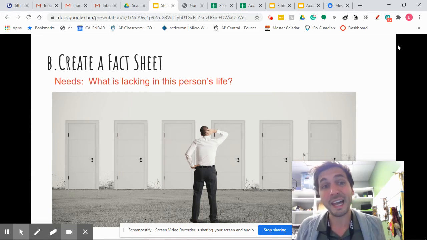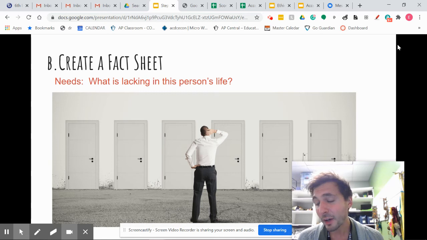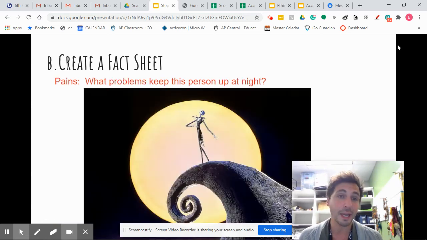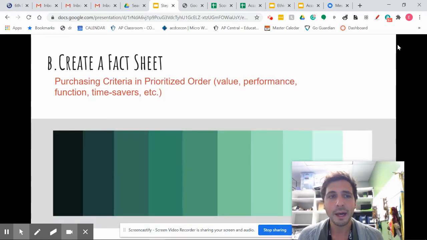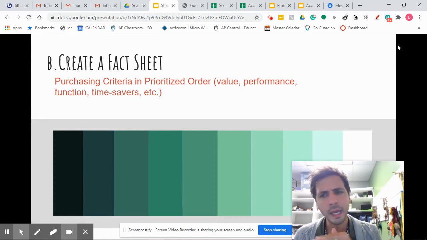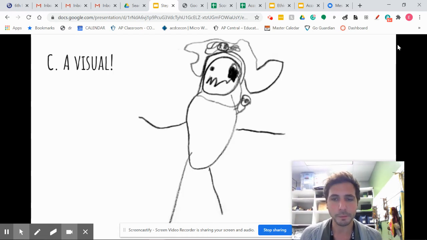What do they lack, right? What are they missing out on? What do they wish they had that they don't have? What's painful? What keeps them up at night is a good guiding question. What do they worry about? And then what's their purchasing criteria? What do they order? Do they value performance or function, or do they want to save time? What is the main thing that is prioritized when they purchase a good or service? This is most important. I want quality. I want it to last forever, or I want it as cheap as possible. Those are two very different people.